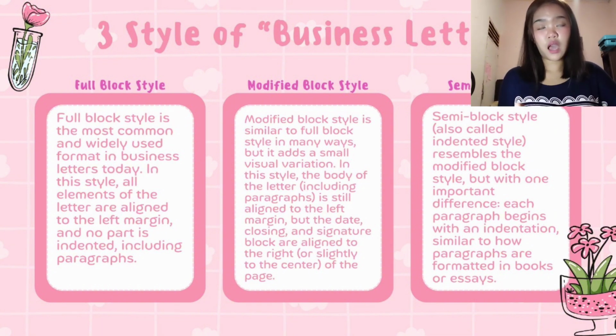Modified block style is similar to full block style in many ways, but it adds a small visual variation. In this style, the body of the letter, including paragraphs, is still aligned to the left margin, but the date, closing, and signature are aligned to the right or slightly to the center of the page. And the last one is semi-block style.